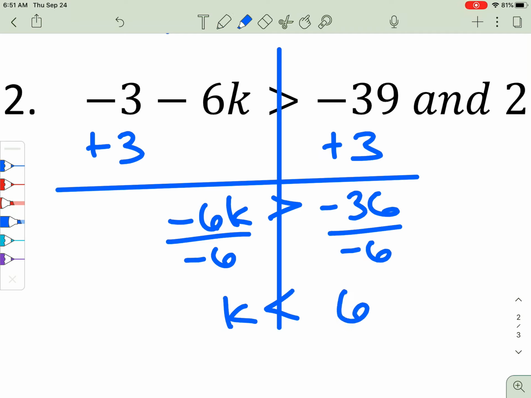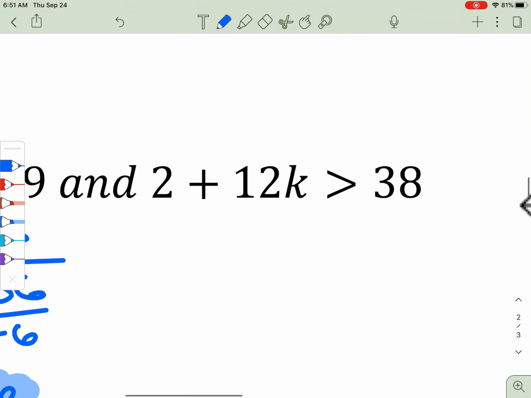All right. Now, pay very close attention. Look at the signs. Remember we talked about this yesterday. If you multiply or divide by a negative, you have to flip that sign. This was a negative, so I flipped the sign. Okay, let's go ahead and solve the other one now.